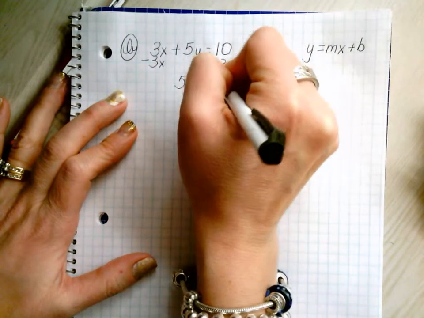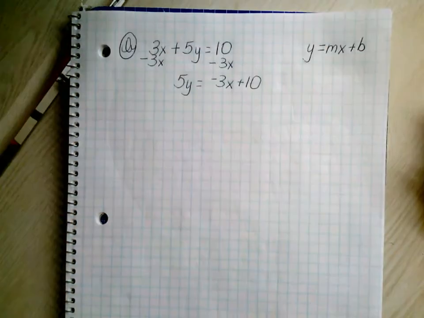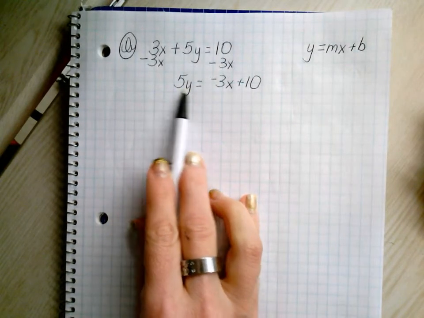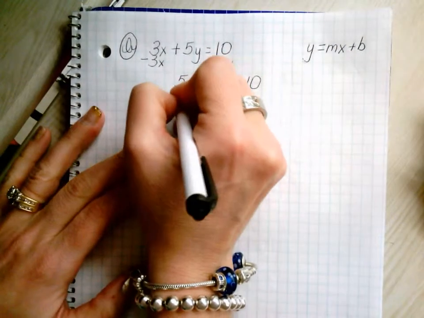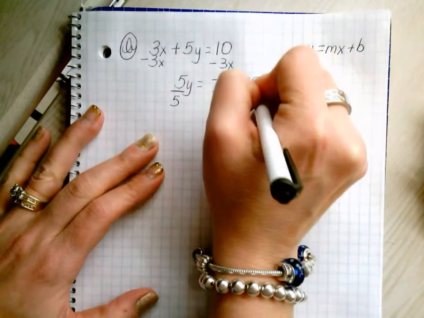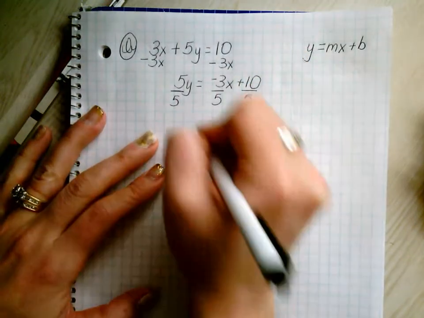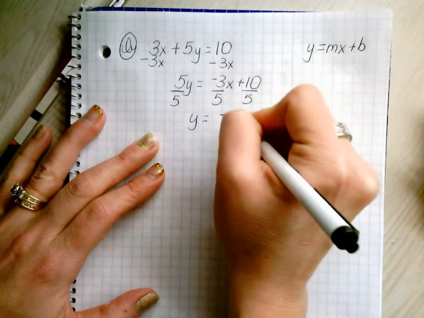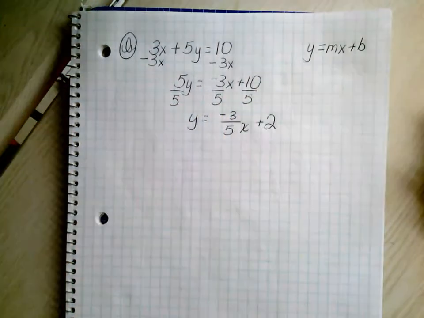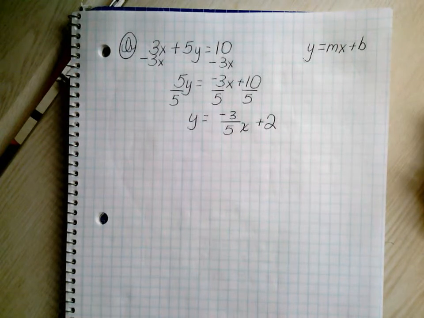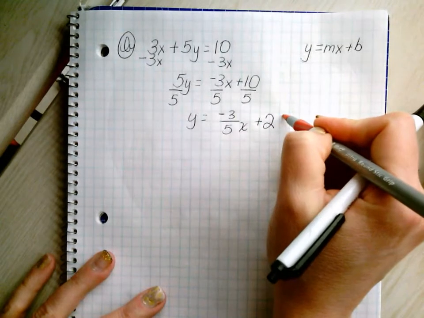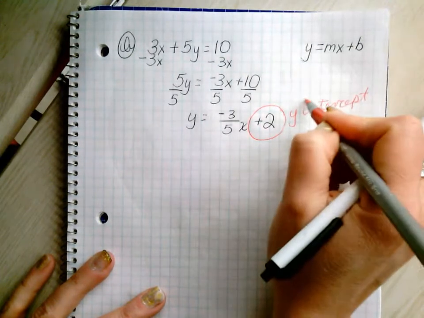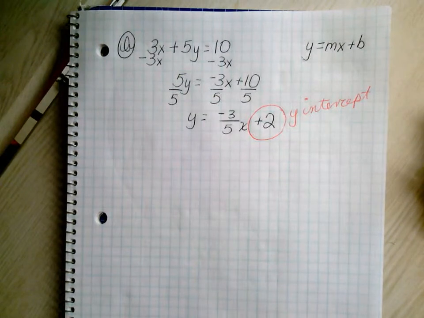5y equals negative 3x plus 10. Right now it looks pretty good except for the 5. How am I going to get rid of the coefficient? Divide everything by 5. So I now have y equals negative 3/5 x plus 2. Y-intercept? Bravo. Slope?